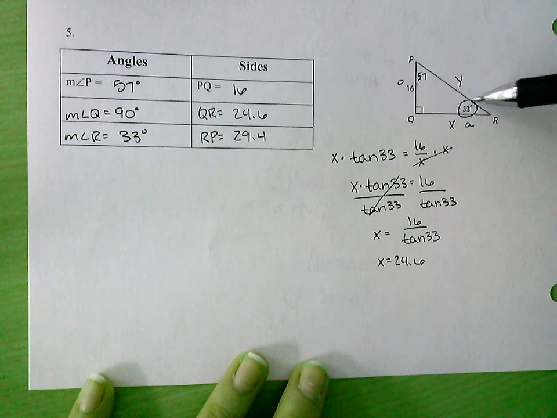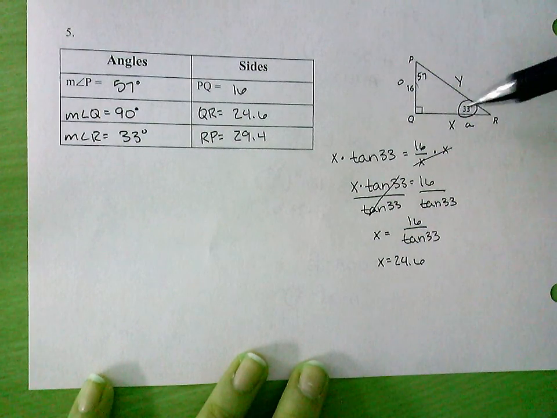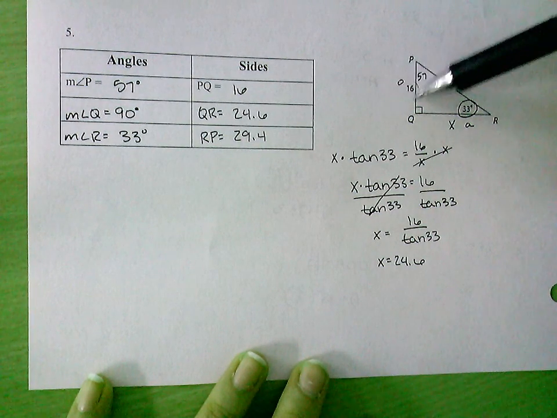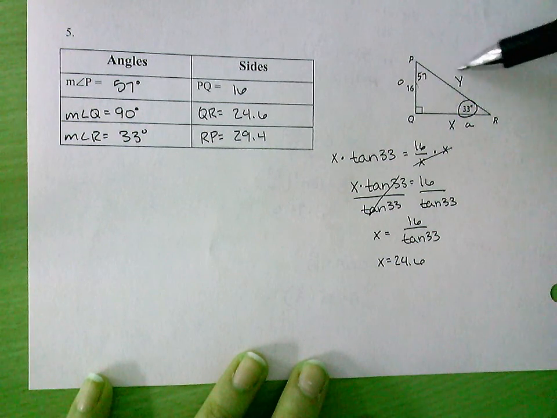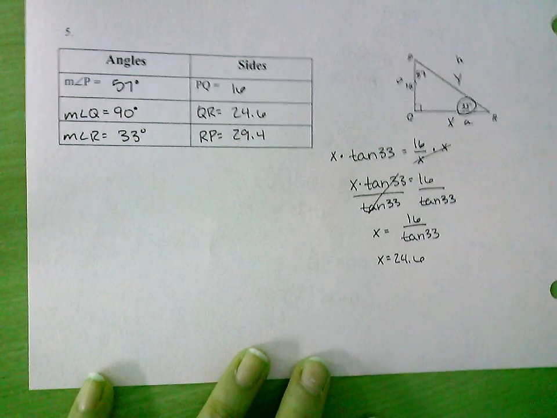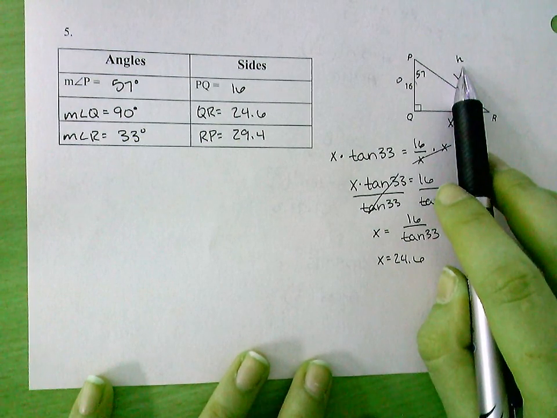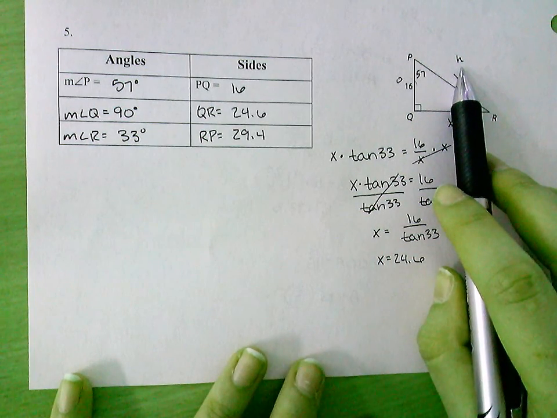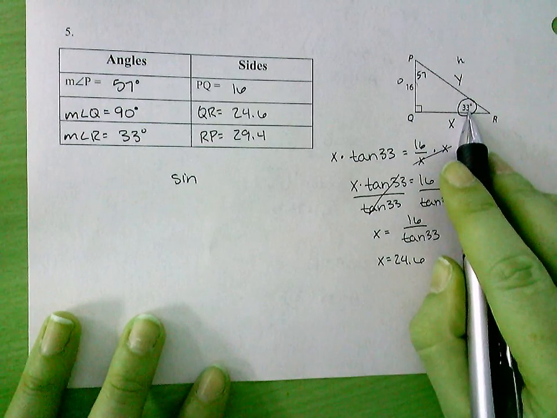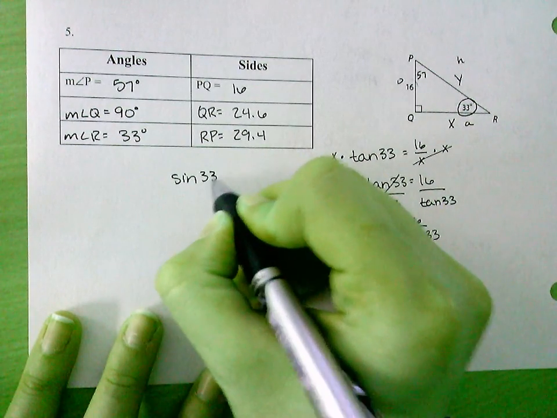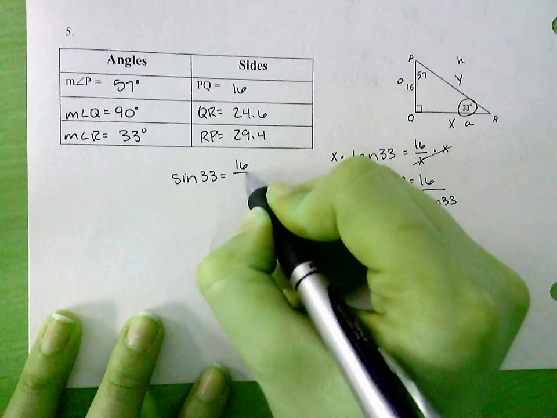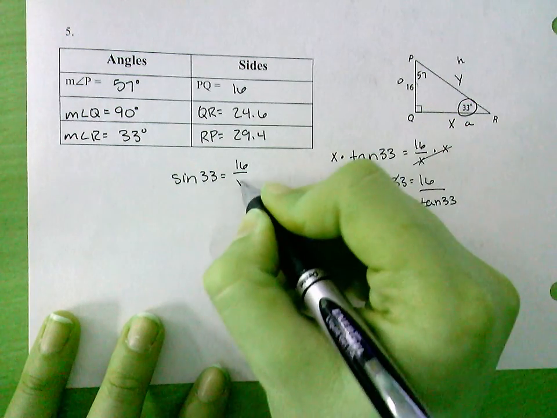If I'm going from this angle again, I'm going to use the answer I didn't round for. This side is still opposite. Now this side over here, that y that I labeled, is the hypotenuse. So I have O and H. That's sine. So I'm taking sine of the angle I went from, 33, equal to the opposite side, 16, over the hypotenuse, y.